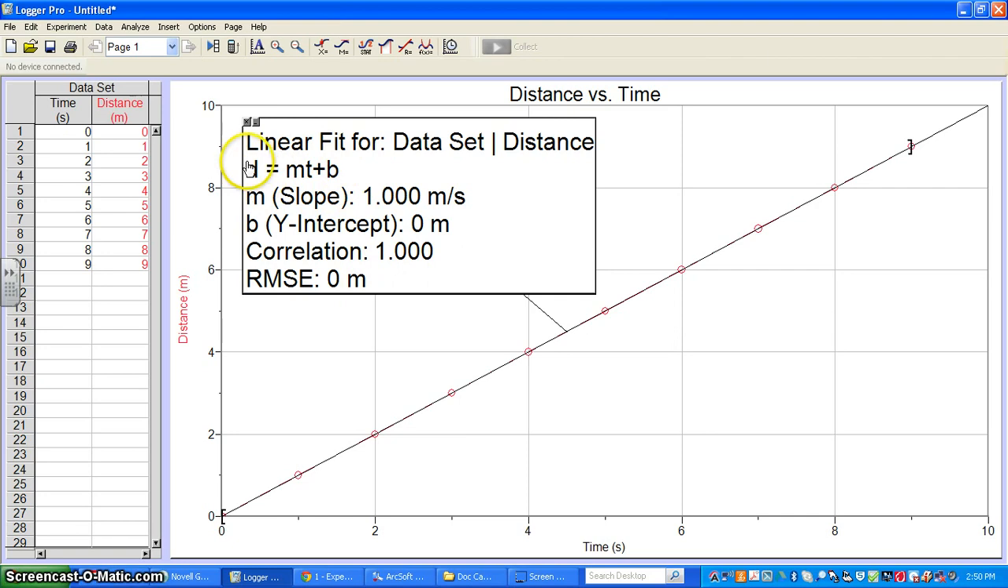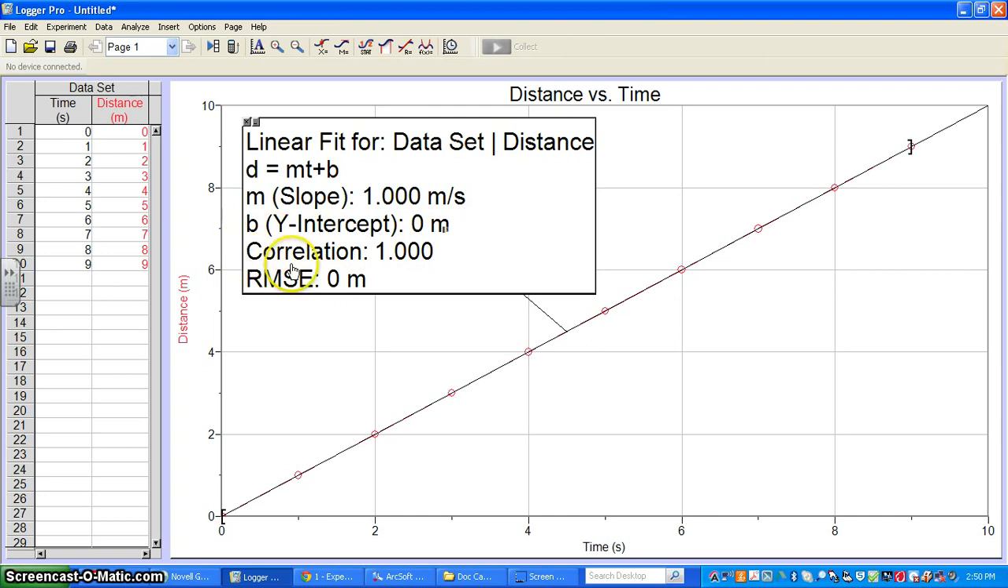On the y-axis is d, distance. M is your slope, and the slope is given right here. T is on the x, time, down below. And b is your y-intercept, which is labeled here. So what you're going to end up with is a generic form. Now, when we go to write our equations, we want to see distance equals, and then instead of m, we want to see 1.000 meters per second times time, actually write out time, plus b, which in this case is 0 meters.